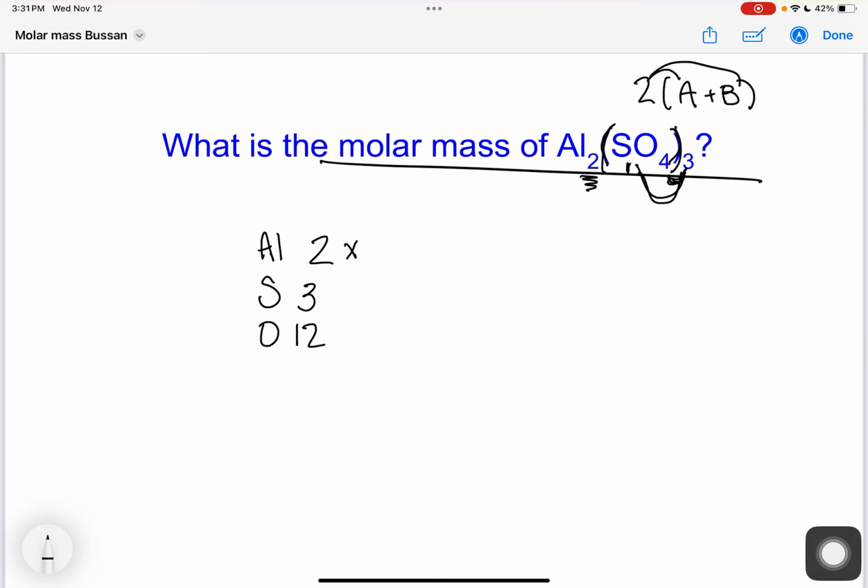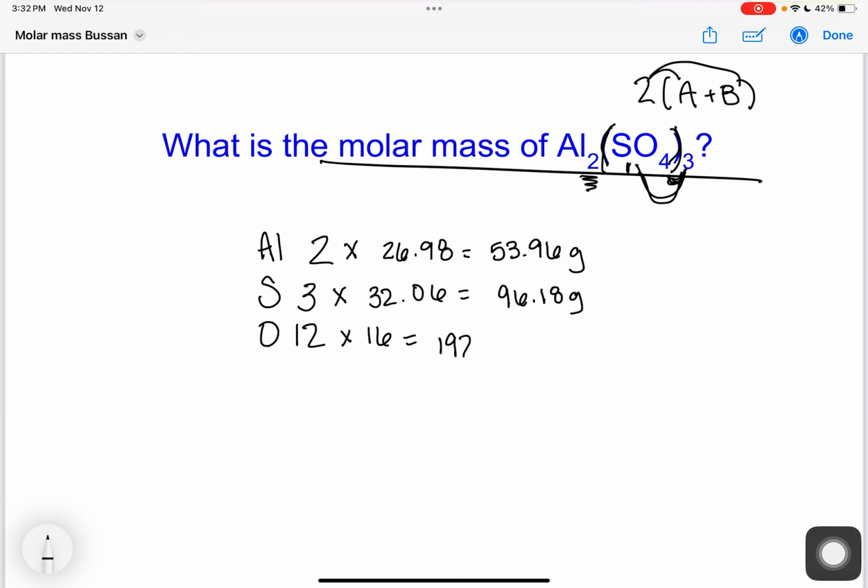And then I'm going to take a peek at my periodic table, look at their masses. Aluminum's mass is 26.98 grams. Sulfur's is 32.06, and oxygen's 16. Throw those into my calculator. Let's see if we can get this all calculated out. If I do 2 times 26.98, I'm going to get 53.96 grams. If I do 3 times 32.06, I'm going to get 96.18 grams. And then I go to my oxygen, 12 times 16, I get 192 grams.